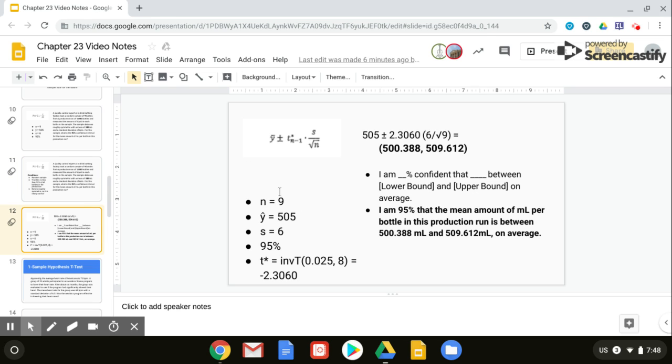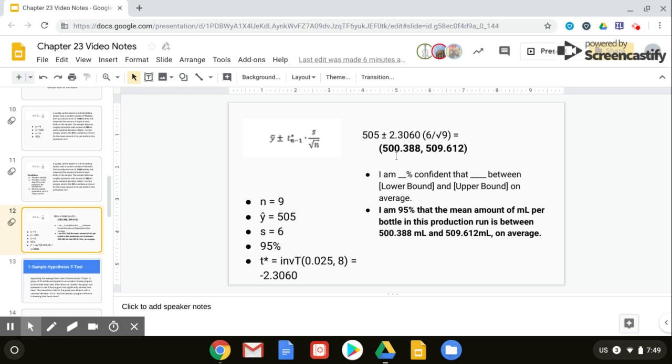When we solve this, again, we have the sample size of 9, y bar of 505, standard deviation of 6, and a 95% confidence. So the t-score would be t 0.025 and 8, for a t-score of 2.3060. We use this t-score to add it on to the y bar right here. And you add it or subtract it in order to find that confidence interval, times the standard deviation over the square root of the sample size.